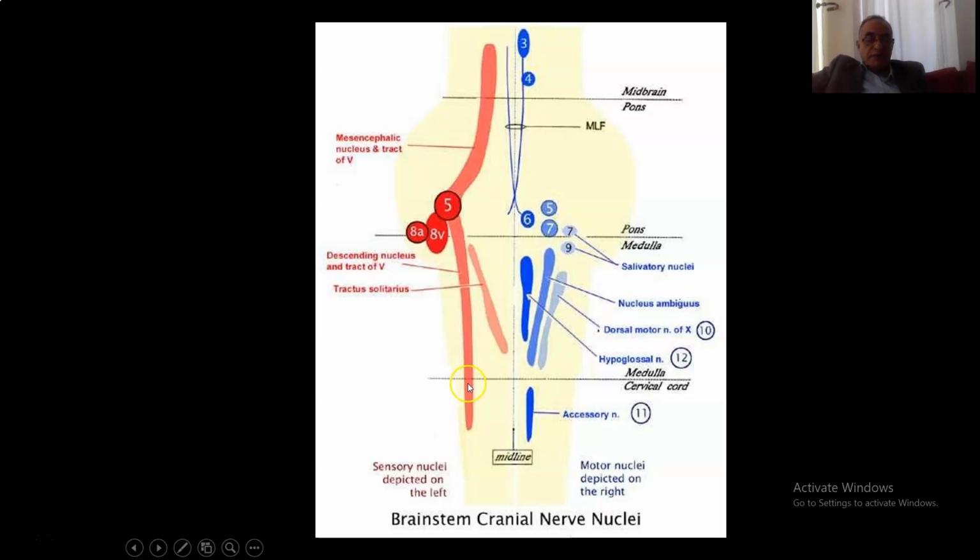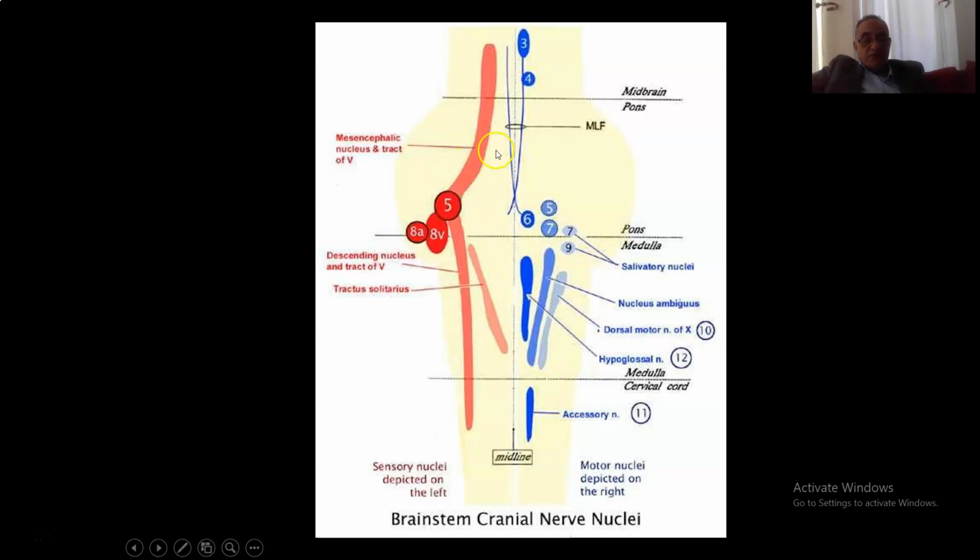So sometimes a high cervical lesion can cause pain in one side of the face, the ipsilateral side of the face. Also, in the pons, we find a sensory nucleus, which is the main sensory nucleus, touch from the face, and in the midbrain, the mesencephalic nucleus carrying the proprioceptive sensation from the face.